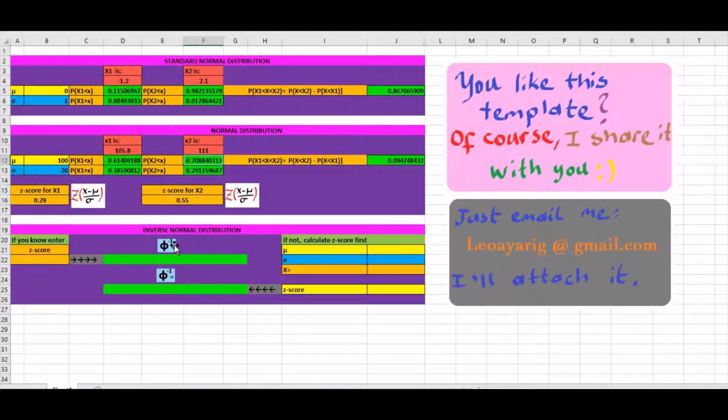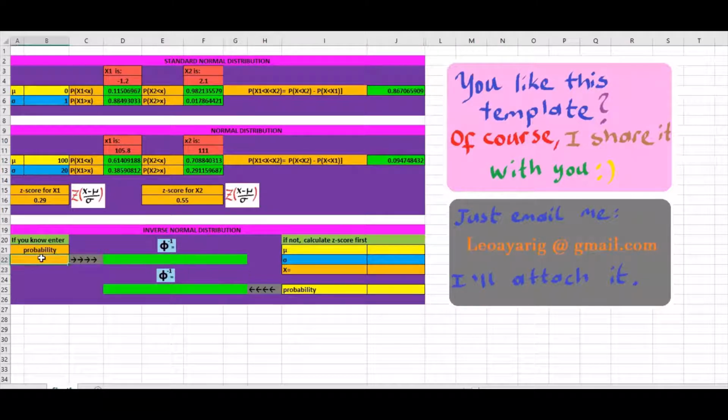Now let's work on the inverse normal distribution. The inverse normal distribution is the inverse function of the normal distribution CDF. So the probability is given, then what is the z-score? What we're going to write here is the probability actually, so let me change it. So phi inverse is the z-score of the corresponding probability.